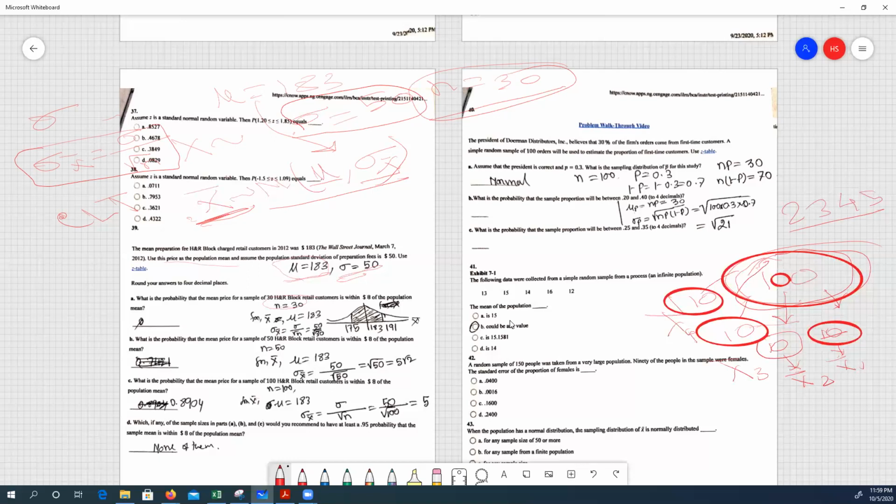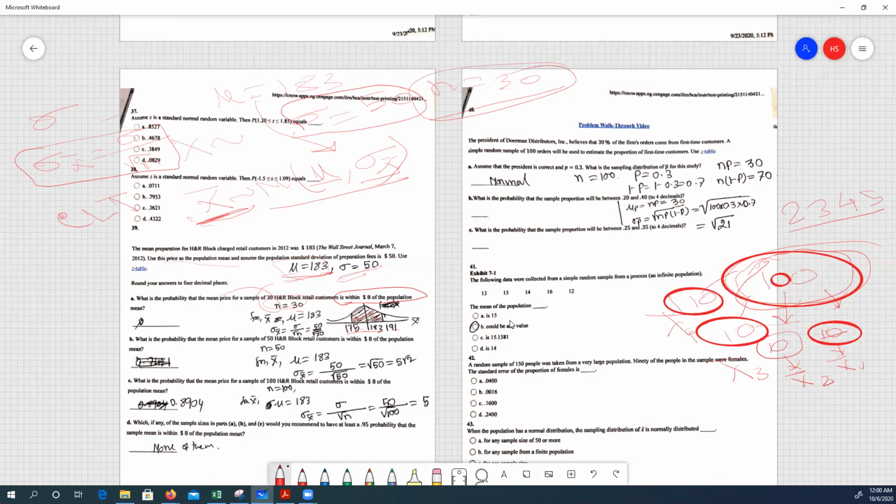Okay, so here, what is the probability that the mean price for a sample of 30, that is, when the sample size is 30, is within 8 of the population mean? What is the population mean? 183. Within 8 means the number above is 183 plus 8, and below is 183 minus 8. You have to add 8 to 183 and subtract 8 from 183. Then the numbers are 175 and 191.